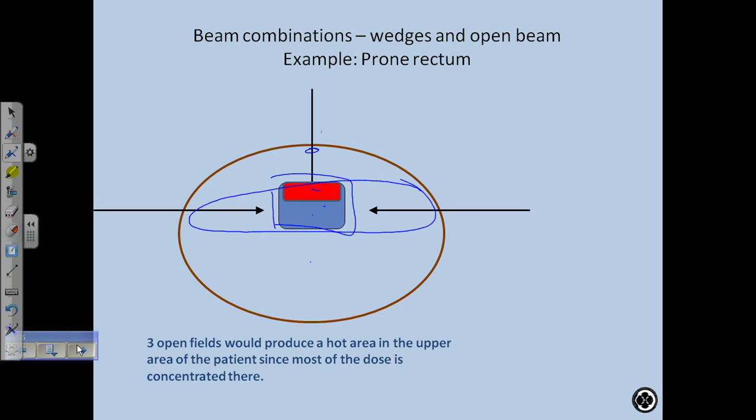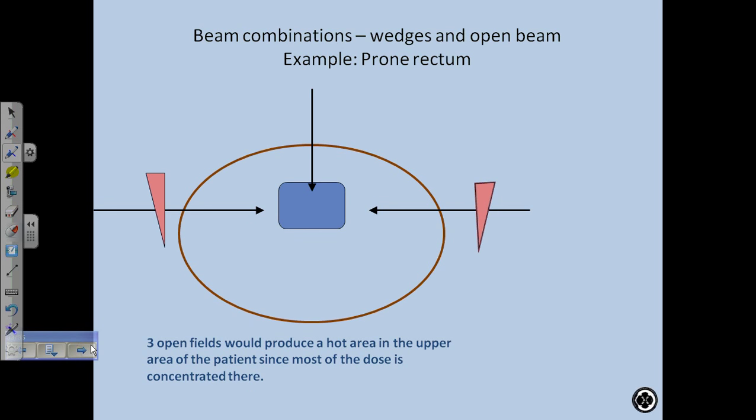So how do we avoid that? We put wedges on the lateral fields. That reduces the dose here and reduces the dose here, so that dose reduction doesn't add up as much to this field that's coming from this direction.